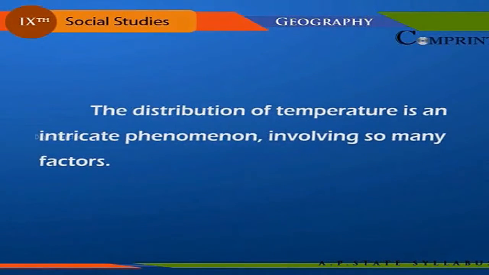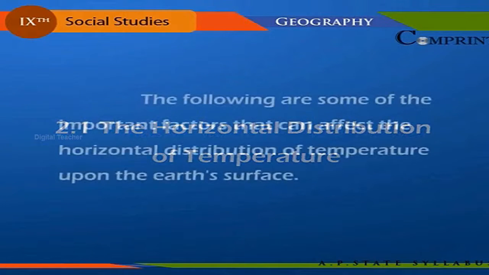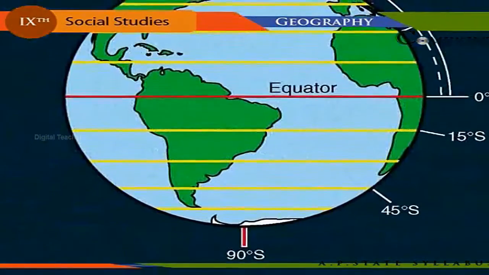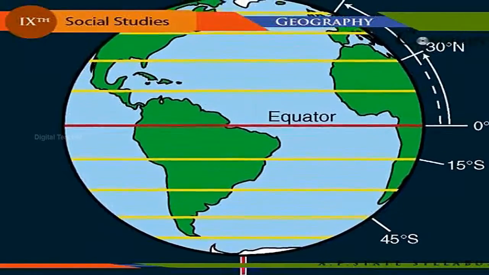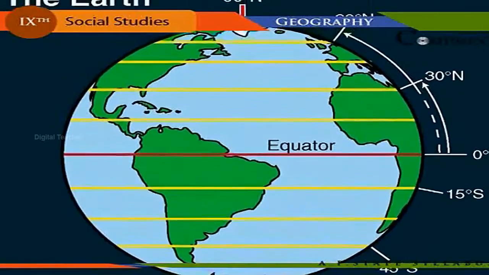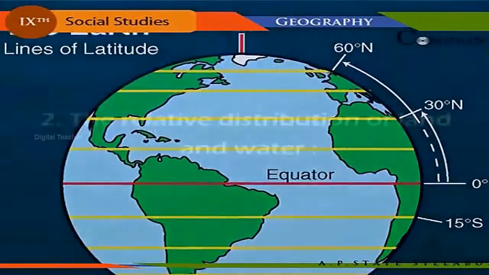The distribution of temperature is an intricate phenomenon involving so many factors. The horizontal distribution of temperature. The following are some of the important factors that can affect the horizontal distribution of temperature upon the Earth's surface. 1. Latitude. The angle of incidence of the sun's rays varies with the latitude. Within the tropics, the rays are almost vertical and concentrate on a smaller area, recording high degrees of temperature.